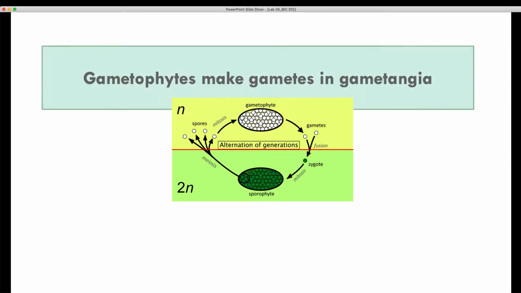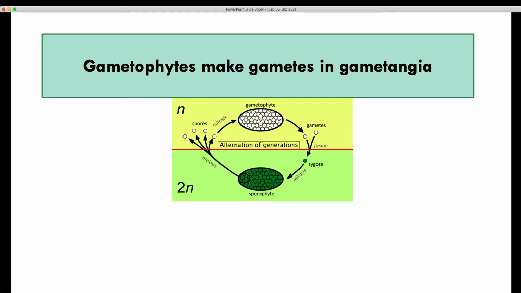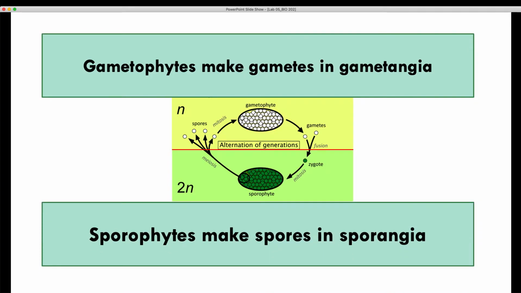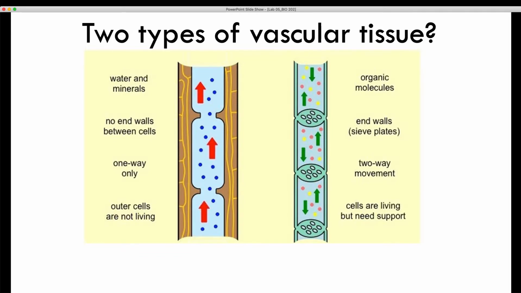Alrighty. So don't forget, gametophytes make gametes in gametangia. Sporophytes make spores in sporangia. Okay? So this week we're going to talk about gametophytes that produce gametes in their gametangia. For example, the gametangia would be like a pollen grain. The gametes would be sperm, right? So ovulate cones would be the gametangia, and then egg cells would be the gamete for that. So we'll talk about that a little bit more as we're going through. But just a little bit of review here.